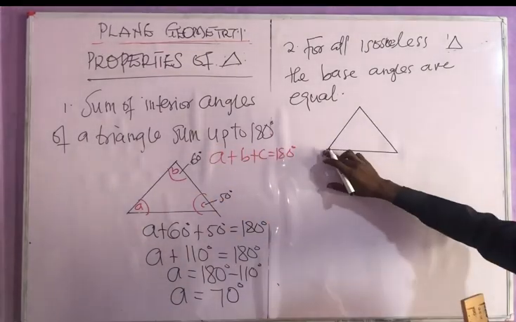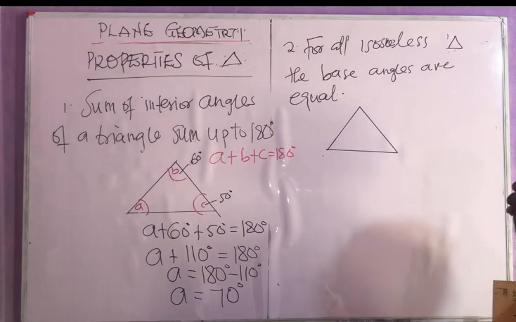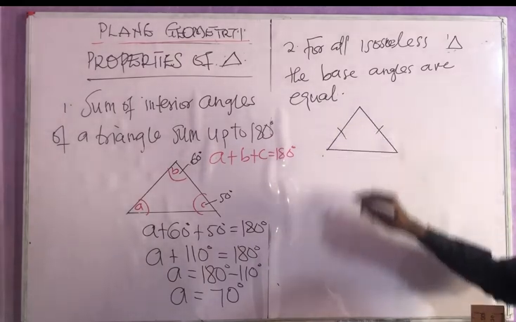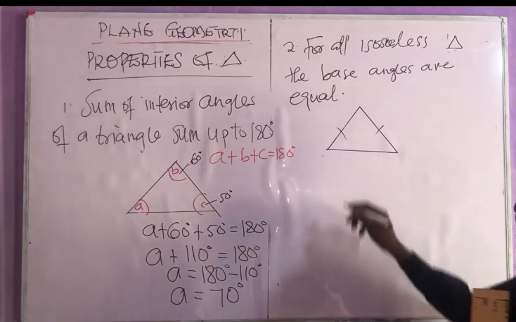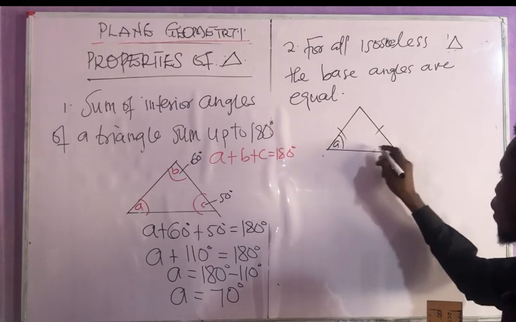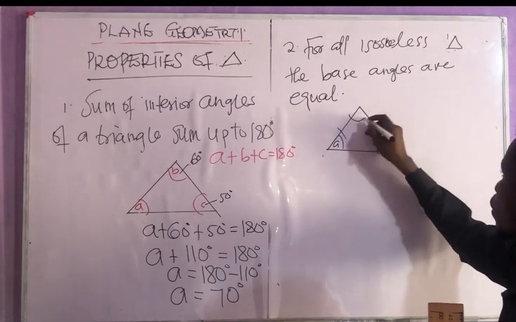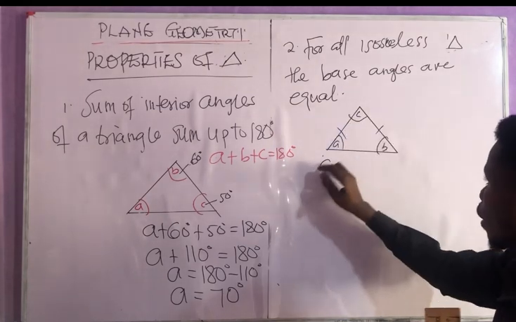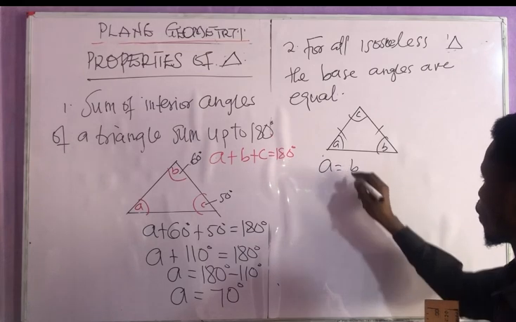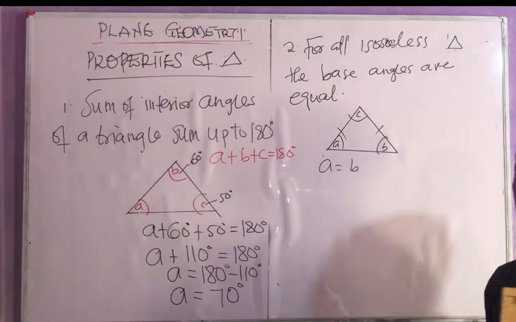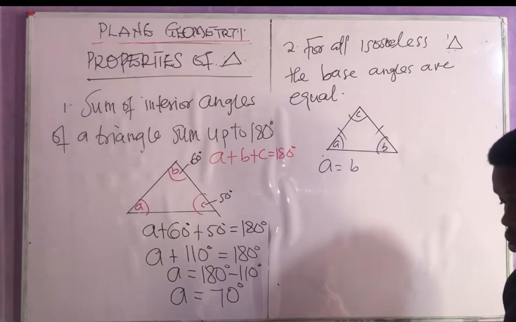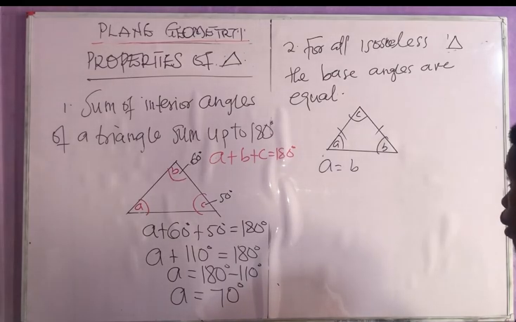Okay, this one is an isosceles triangle, meaning this and that are equal. They are saying that the angle here and that of this, A is equal to what? B. So you are saying that for all isosceles triangles, the base angles are what? Equal. So now, let's look at this example.